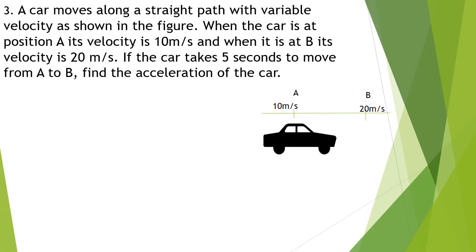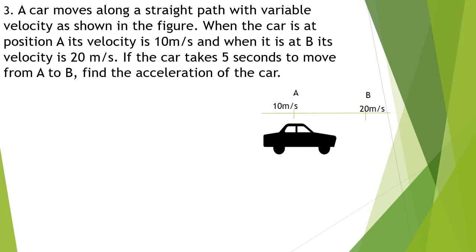A car moves along a straight path with variable velocity as shown in the figure. When the car is at a position A, its velocity is 10 meter per second, and when it is at B, its velocity is 20 meter per second. If the car takes 5 seconds to move from A to B, find the acceleration. So here children, even though the question looks lengthy, the answer is very simple. We have to calculate acceleration. They have directly given all the quantities.